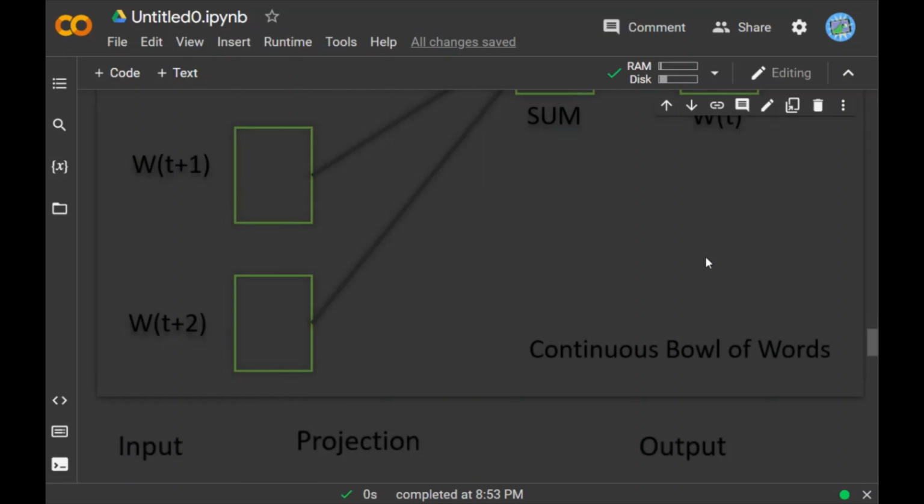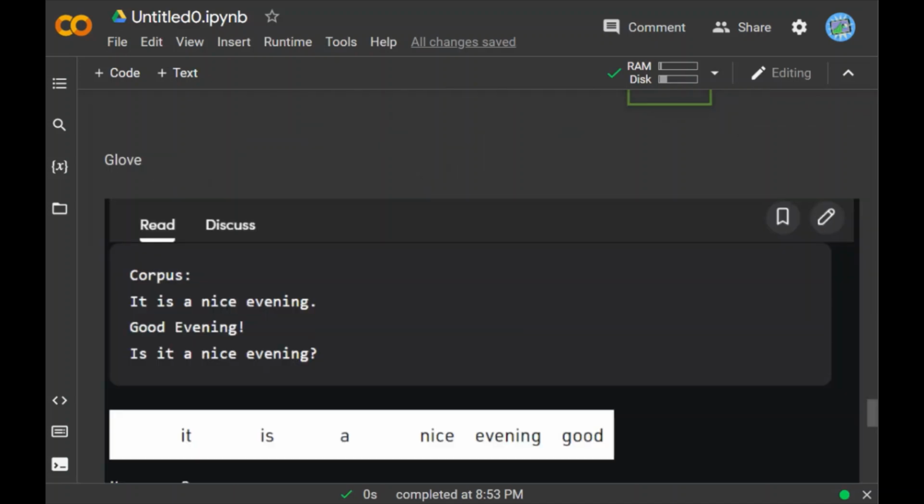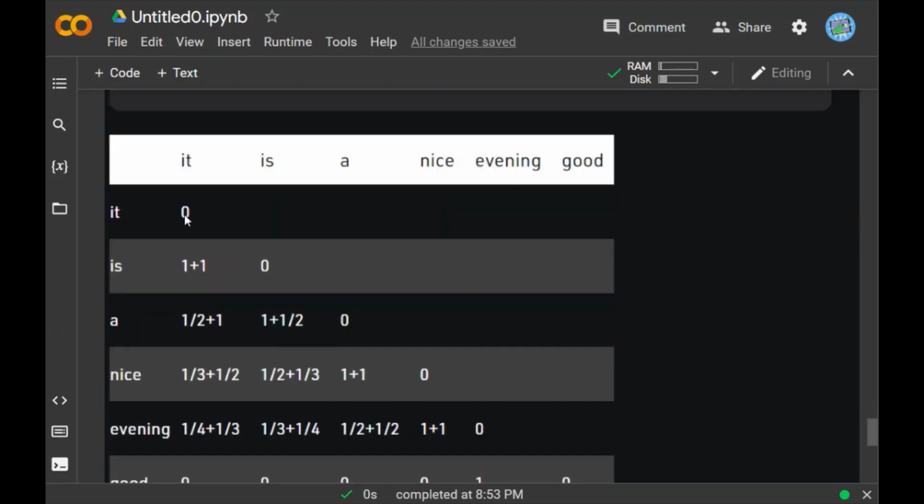So let's take an example to understand how a matrix is created. So we have a small corpus: "It is a nice evening, good evening, and it is the evening." Now when I create the matrix, you can see they are very close, so they are assigned 0. There is nothing in the corpus where it is allocated, so the value is not given. "It" and "is" have been given the value 1 plus 1, and "it" and "a" get 1/2 plus 1/2, because the difference is one word apart, and so on. This table is constructed.